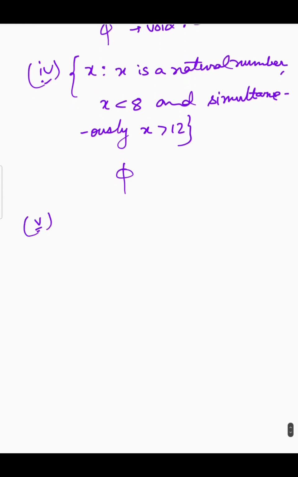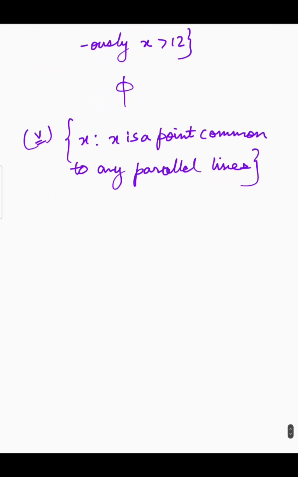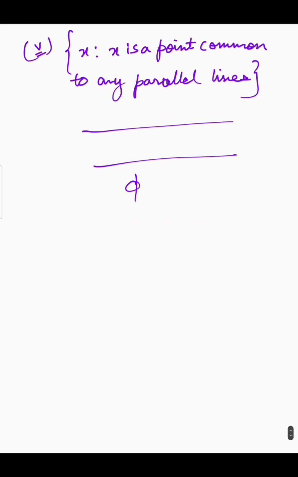Next, the set of all x such that x is a point common to any parallel lines. Common to any parallel lines. Can there be any point common to any parallel line? No, right? So this set is also void set. Empty.